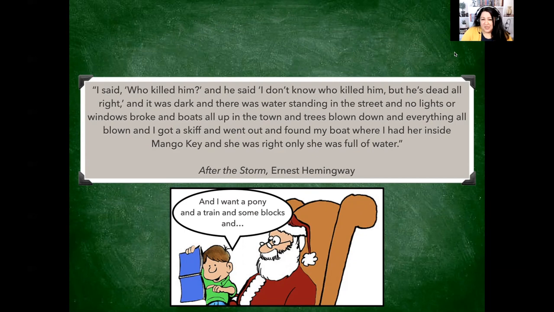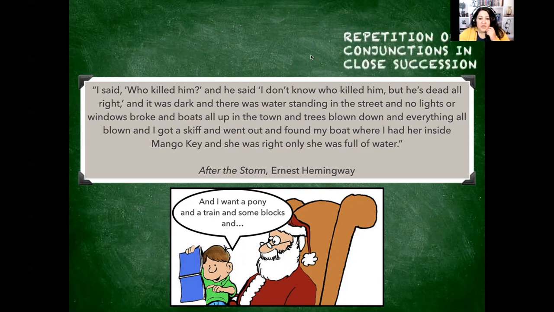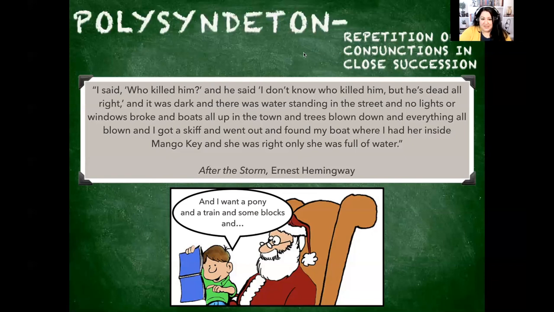Okay, this is a quote from After the Storm by Ernest Hemingway. And this is a lot of the word and. Did you notice and over and over again? Okay, this is the intentional repetition of conjunctions close together. You remember what that is? It's not asyndeton. There's not zero conjunctions. There are many conjunctions. Polysyndeton.